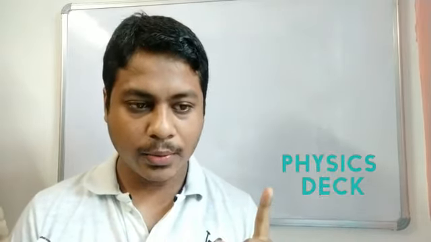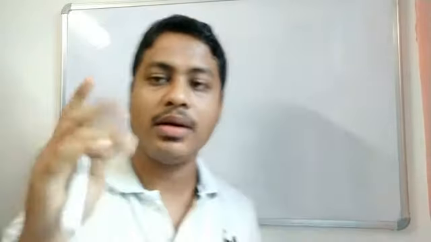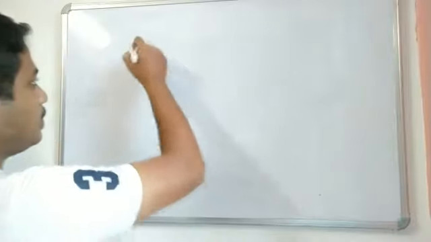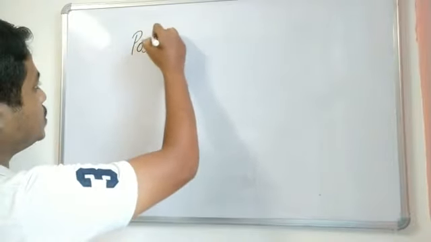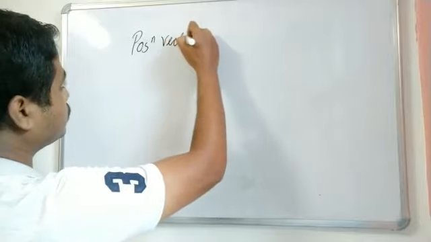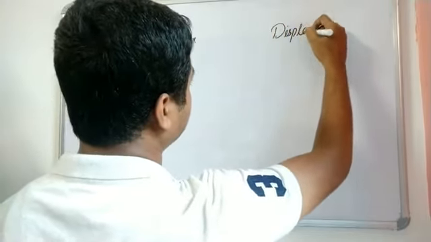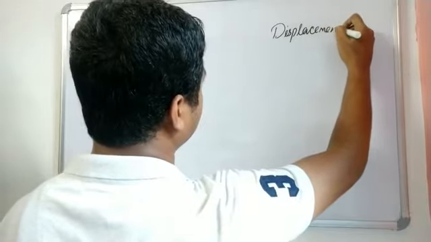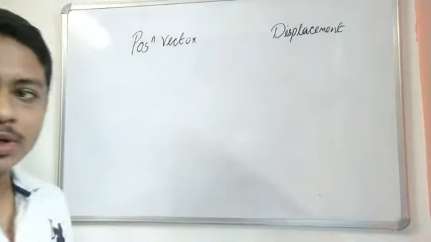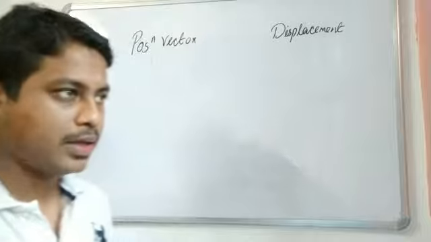Firstly, we'll be discussing two more types of vectors: the position vector and the displacement vector. We have the position vector, and we have the displacement vector. Now let us see what a position vector and a displacement vector are.